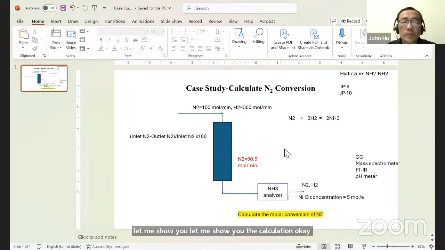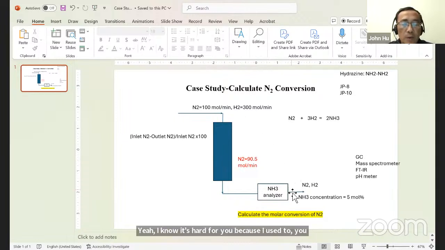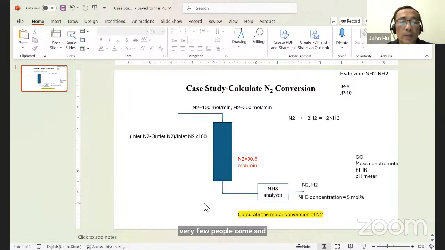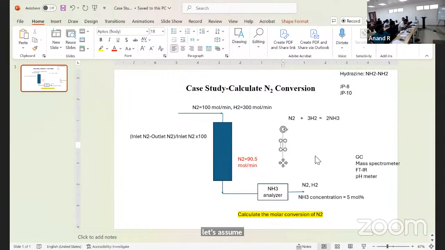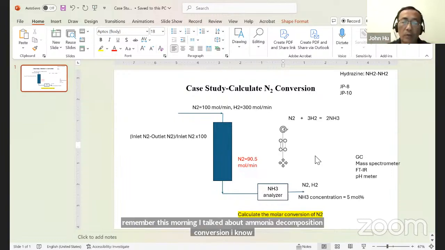So let's assume, yeah, I know it's hard for you, because when I teach in class, it sounds pretty simple, all right? I give you a 5% mole analyzer number, and very few people get it. A lot of students try to program that, but you don't have to program that. You have to make sure you use Excel or some calculator. It's very simple, I'm going to show you. I'm glad we do the exercise together. Otherwise, remember this morning I talked about ammonia decomposition conversion. I know some students did not understand the conversion. So now I'm really going to show you, okay?